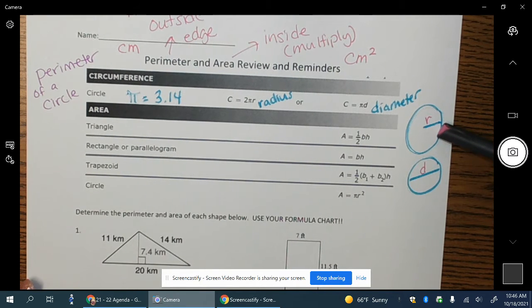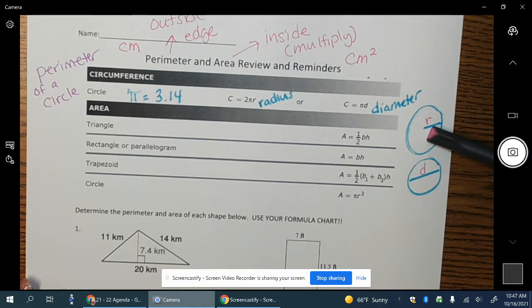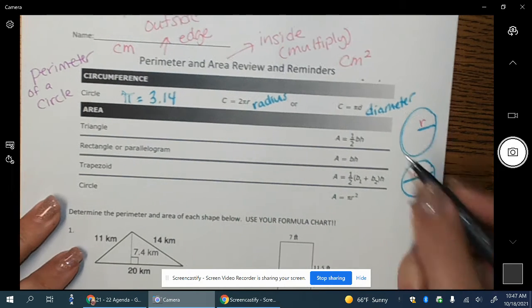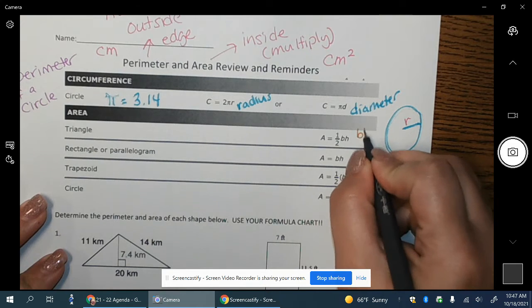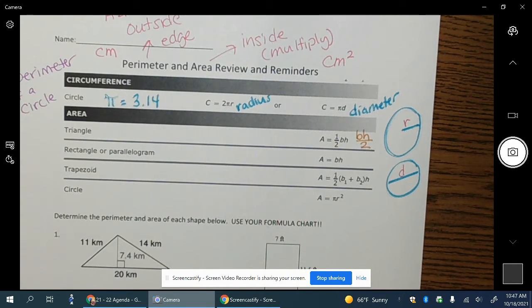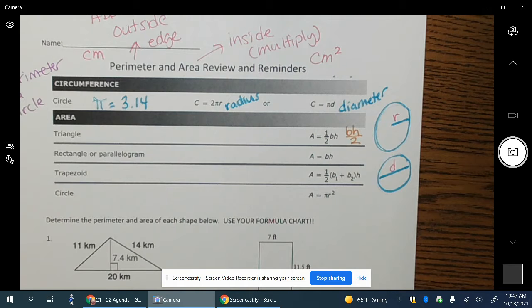If you know the radius, you times it by 2 because there are 2 radiuses. If you know the diameter, you divide by 2. Okay? Alright. Triangles. You've been doing triangles since 6th grade. Triangles should be easy. It's 1/2 BH. Another way to do that is base times height divided by 2. Okay? But you cannot do base times height divided by 1/2. It's either divide by 2 or times 1/2.